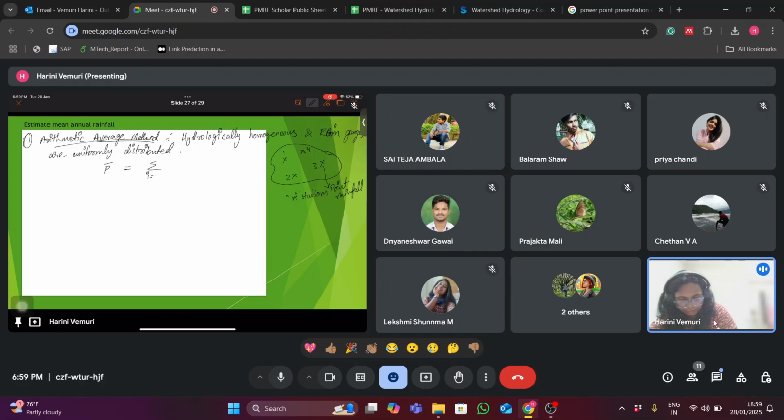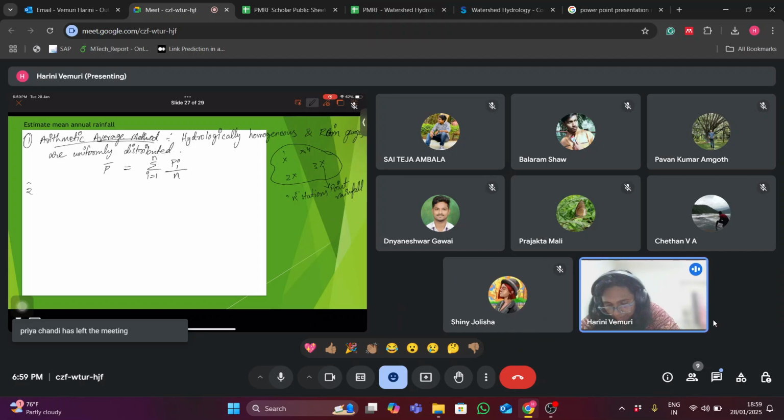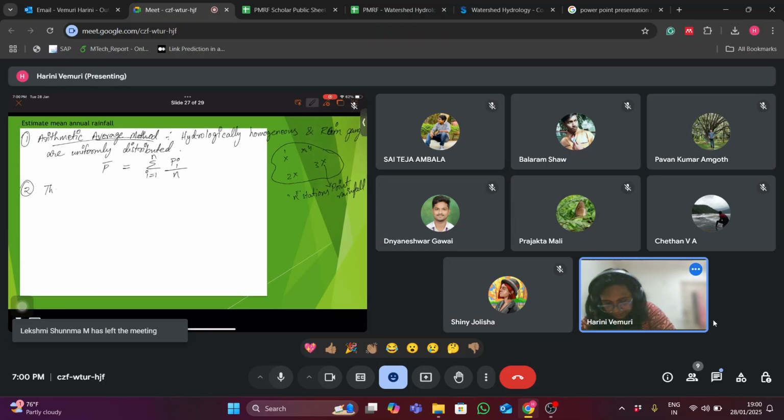Sigma of i equal to 1 to n, Pi by n. Okay. So that's how we will get the areal mean annual rainfall values using the arithmetic average method. So the next method is the Thiessen polygon method.